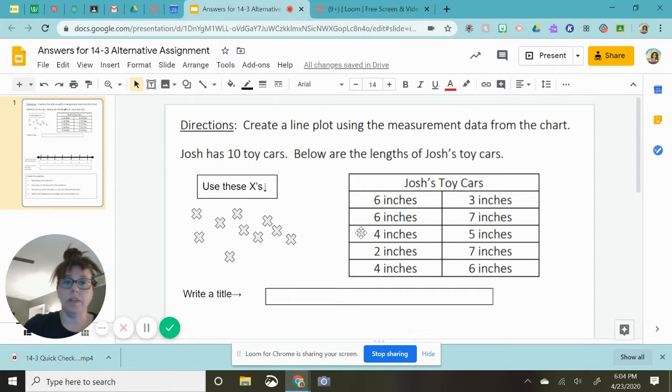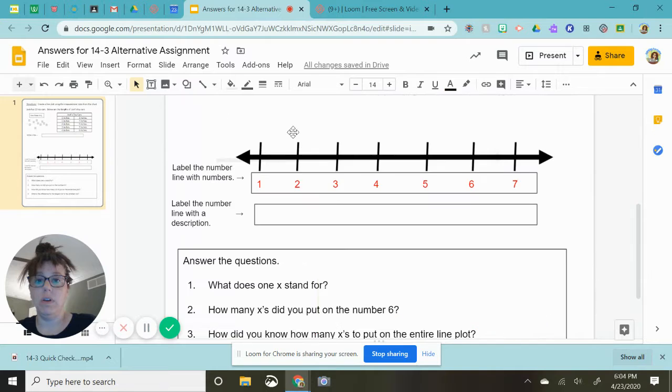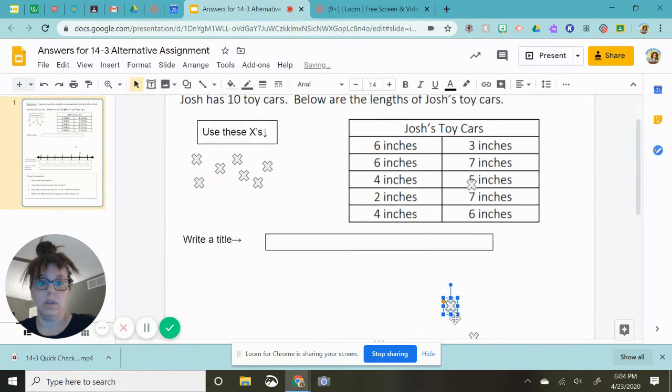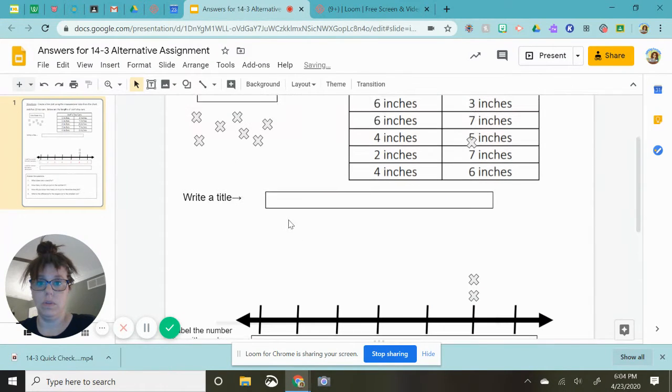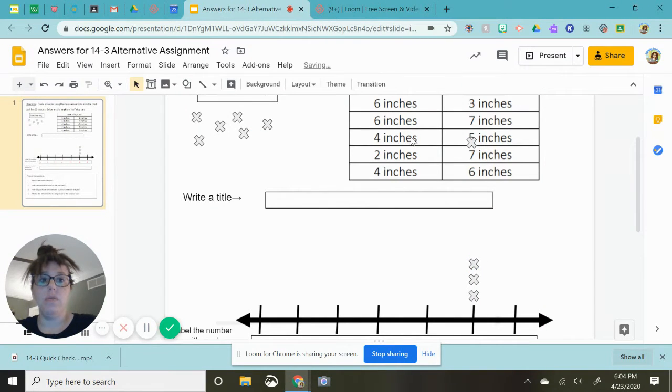So I'm going to look at my data chart, and it does not matter where you start. 6 is on the top here, so I'll just go with 6. 6 is listed on the chart 3 times, so I'm going to move 3 X's to number 6. There's 1, 2, 3. All right, now 4.